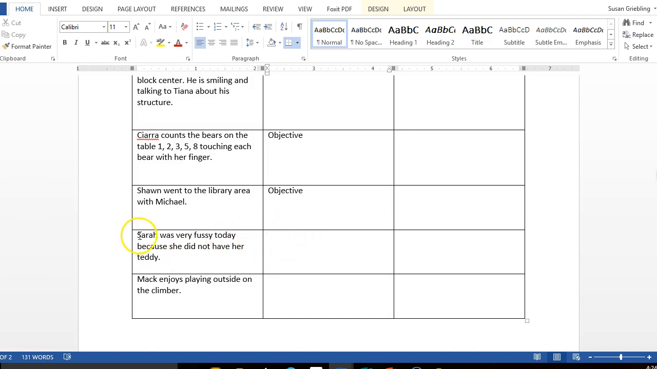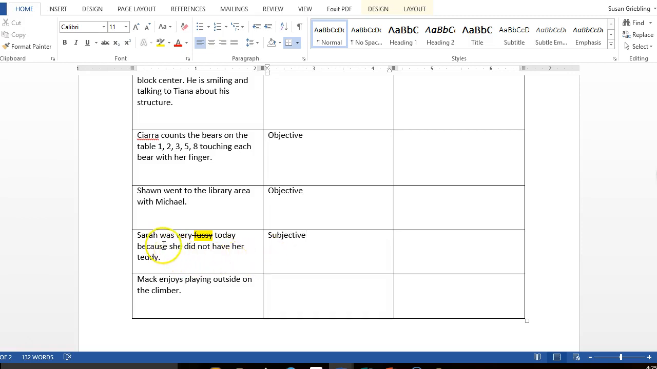Sarah was very fussy today because she did not have her teddy. What do you think? Is that objective or subjective? Okay, what did you write down? What did you think it was? I kind of think this is subjective, and the word that tells me it's subjective is this word fussy. That's a very subjective word, so let's just take it out of our anecdotal note altogether. And we'll say that this is subjective.